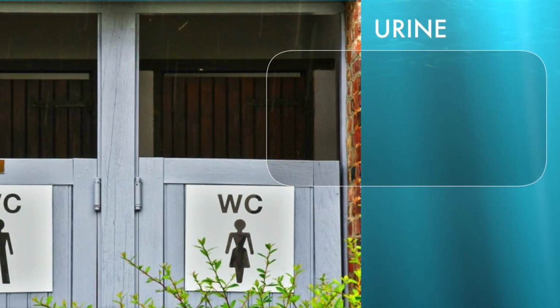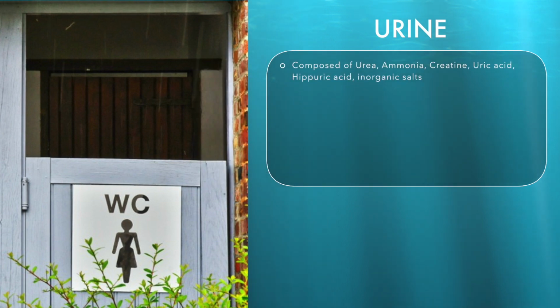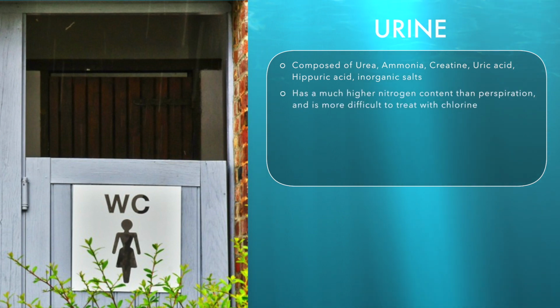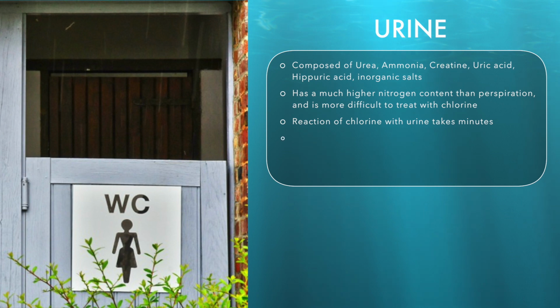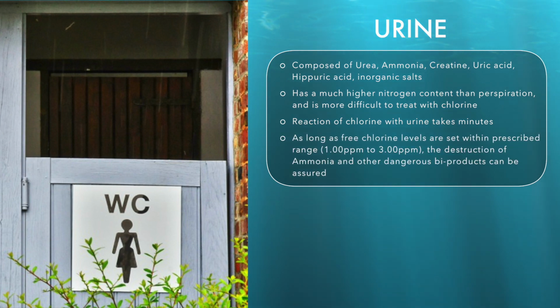Urine. Urine is composed of urea, ammonia, creatine, uric acid, hippuric acid and inorganic salts. Urine has a much higher nitrogen content than perspiration and is therefore more difficult to treat with chlorine. However, the reaction of chlorine with urine takes only minutes, and as long as the free chlorine levels are set within the prescribed range, 1 part per million to 3 parts per million, the complete destruction of ammonia and other dangerous byproducts can be assured.